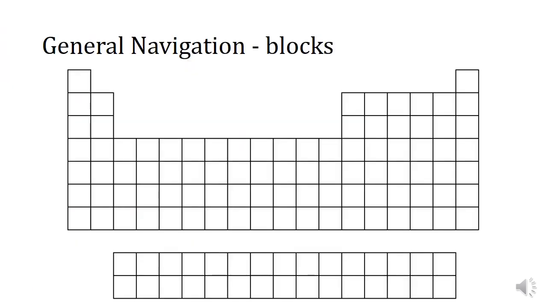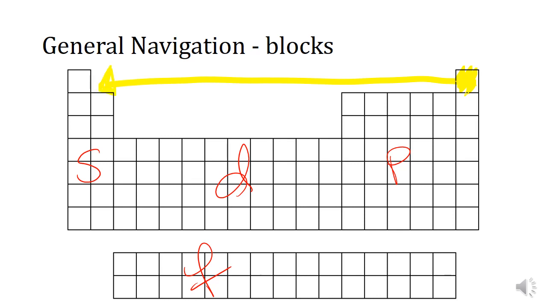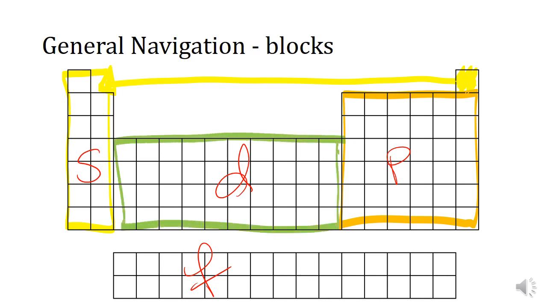Let's start with just some general navigation by looking at the blocks. So we have the S, the P, the D, and the F blocks. So S block is, let me switch to highlighter, helium plus these two columns here. You've then got the P block, the D block, which is our transition metals, and our F block, which I'll do in blue, which is the lanthanoids and actinoids.